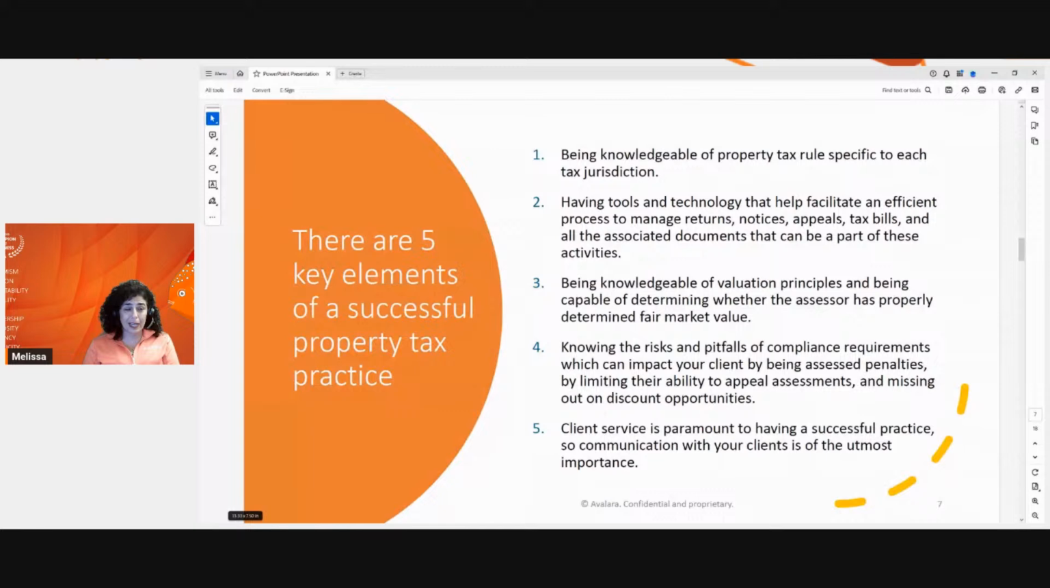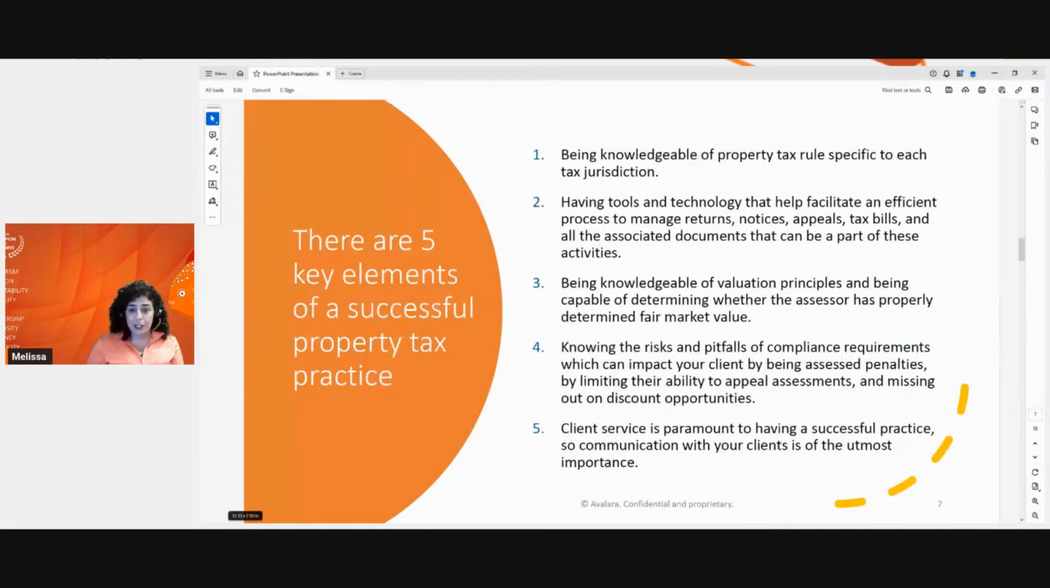You certainly don't want your client to know more about property tax in a certain jurisdiction than you do. Tools and technology obviously allow you to facilitate an efficient process. We're all working with less resources, turnover, hiring issues sometimes. And so the more that you can automate things that you don't actually need humans to do, the more that you can maximize the use of your humans to do things that are more analytic, that require experience and thought processes rather than just data entry.